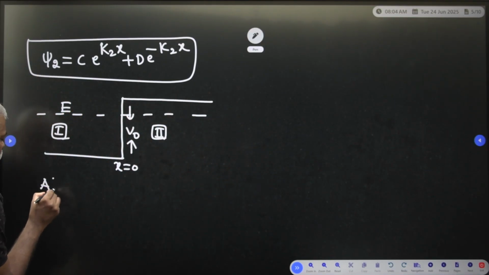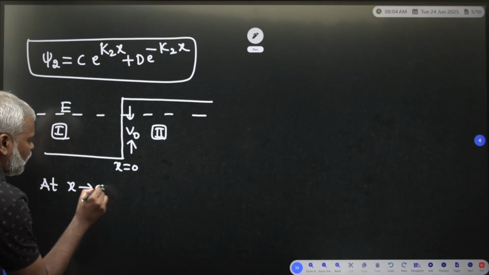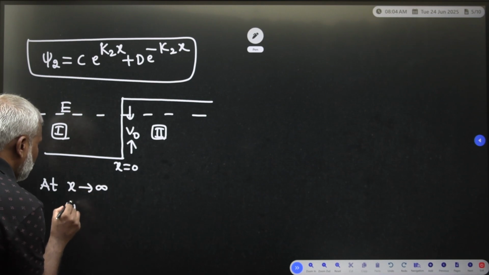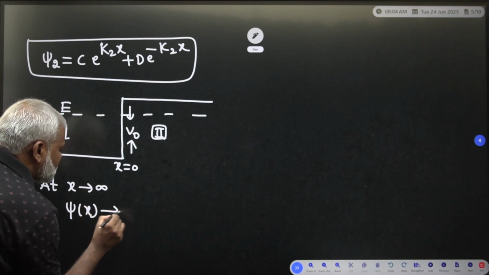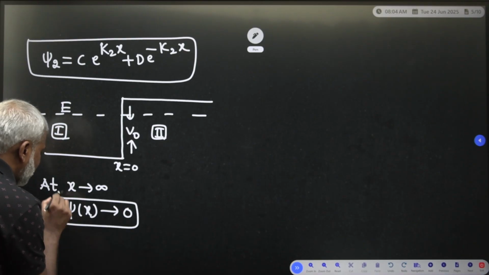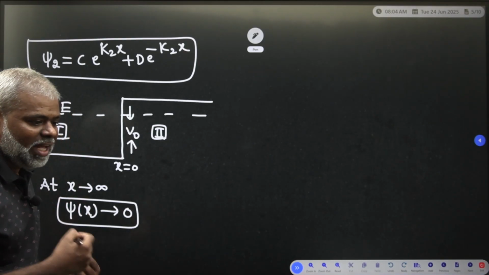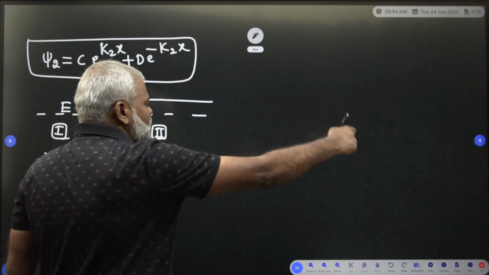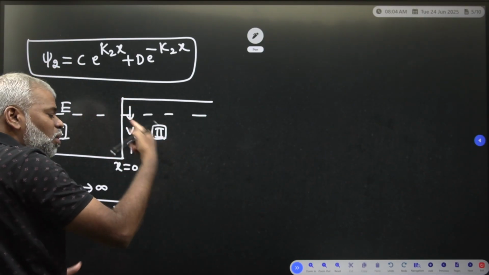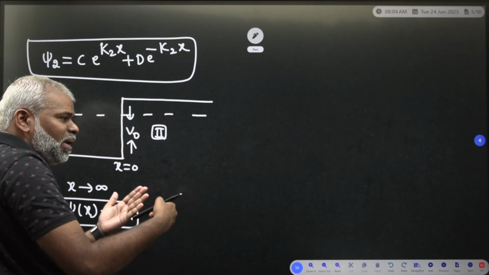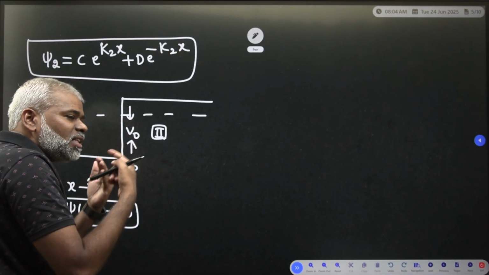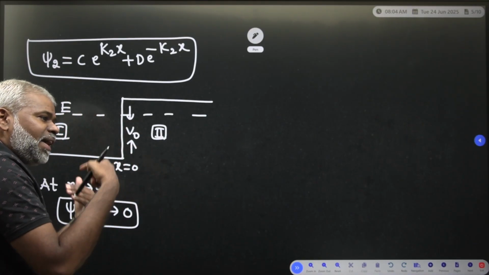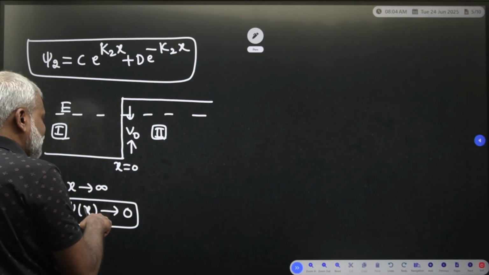Now you are able to see at x tends to infinity, ψ of x tends to 0. Then only that wave should exist. At x tends to infinity, ψ of x tends to 0 because there is no probability according to classical mechanics. In quantum mechanics, finding the probability in region 2 is existing, and that probability in region 2 we need to calculate.